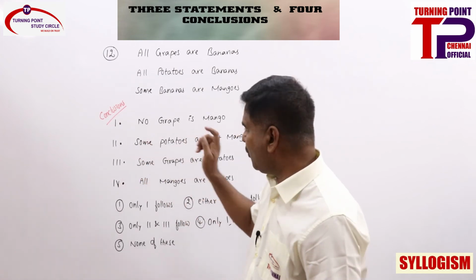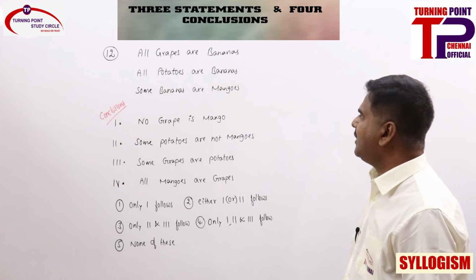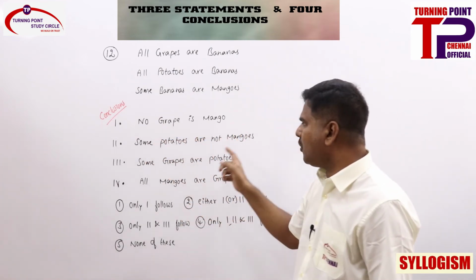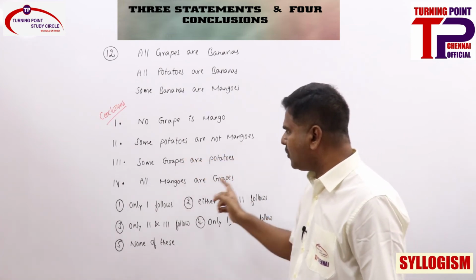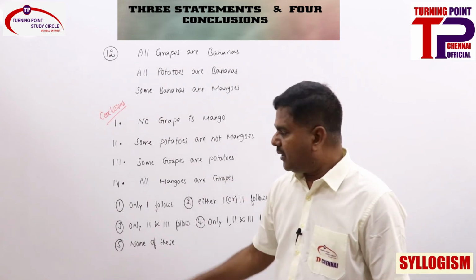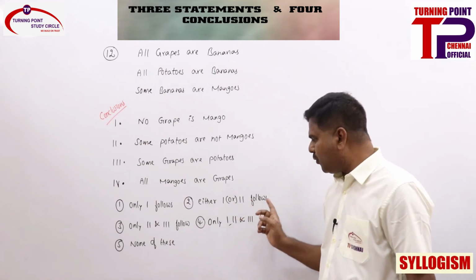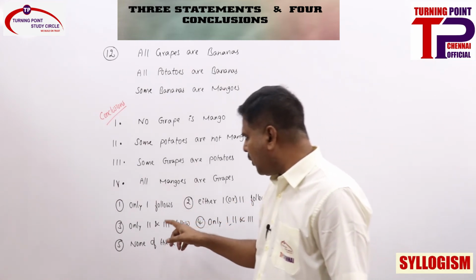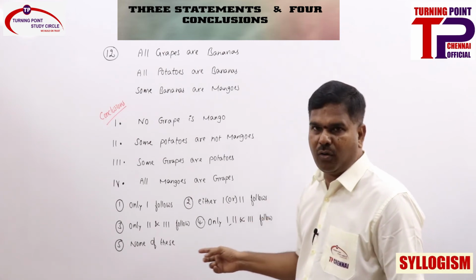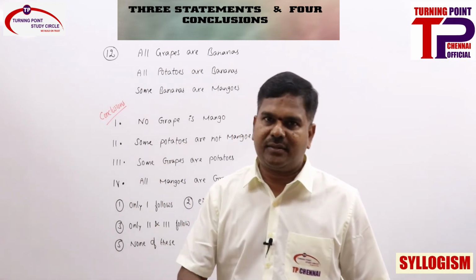Ma, 12th question, ma. Note it down. All grapes are bananas. All potatoes are bananas. Some bananas are mangoes. Conclusions: 1, no grape is mango. 2, some potatoes are not mangoes. 3, some grapes are potatoes. 4, all mangoes are grapes. Give answer as 1 if only 1 follows, 2, either 1 or 2 follows, 3, only 2 and 3 follow, fourth one, only 1, 2 and 3 follow, fifth one, none of these. Go ahead and we will discuss later.